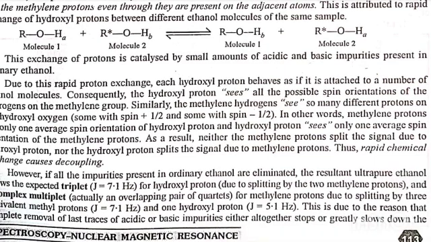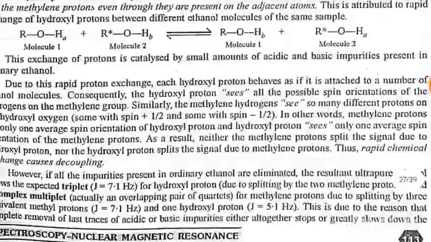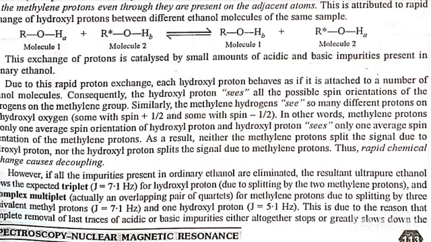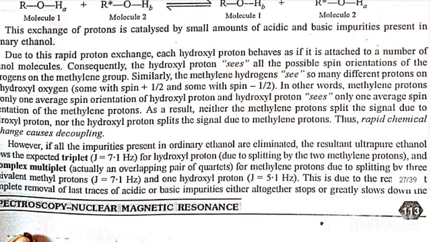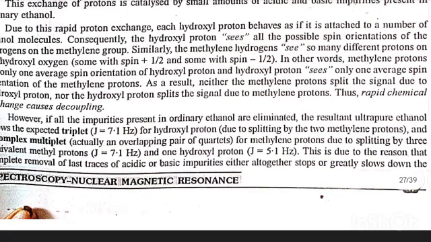This is attributed to rapid exchange of hydroxyl protons between the different ethanol molecules of the same sample. This exchange of protons is catalyzed by a small amount of acidic and basic impurities present in ordinary ethanol. Due to this rapid proton exchange, each hydroxyl proton behaves as if it is attached to a number of ethanol molecules. Consequently, the hydroxyl proton sees all the possible spin orientations of the hydrogens on the methylene group.